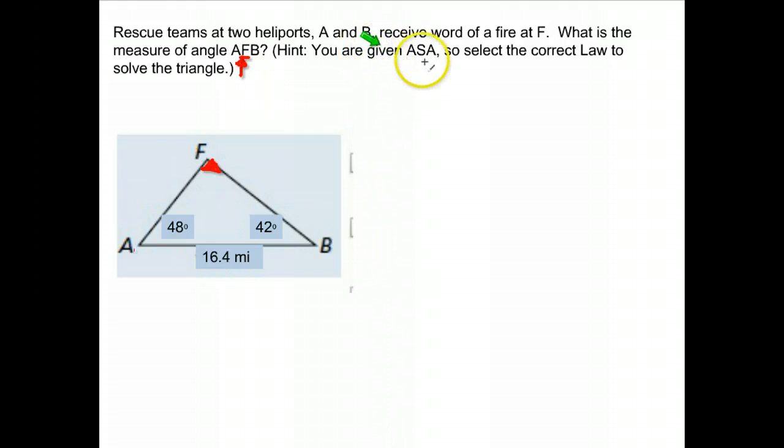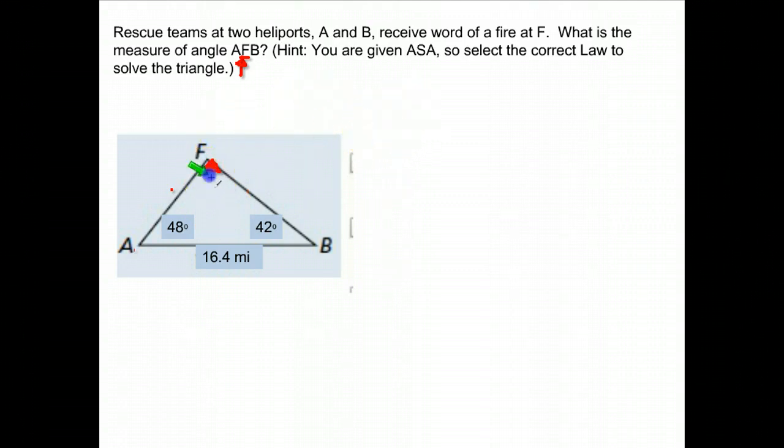It says hint, you're given ASA, so select the correct law. Now, normally we would say, okay, with ASA, we are supposed to use the law of sines if you have two angles. But let's take a look at this. What are we trying to find? We're trying to find the measure of this angle. We're not trying to find any of these other sides. So we could actually make this much easier on ourselves. We have two of the three angles in the triangle, so we really don't even need to use the law of sines or the law of cosines here.